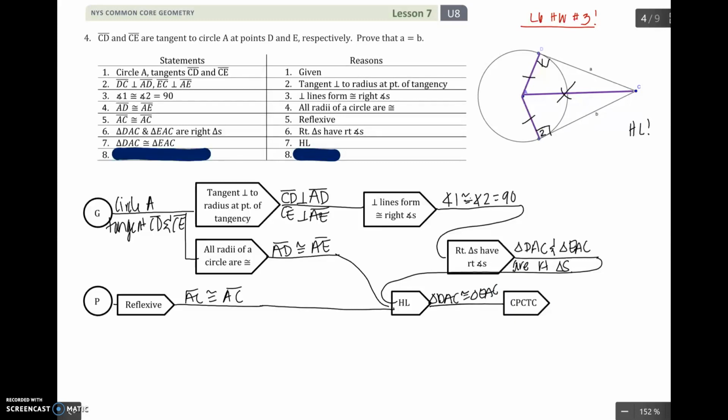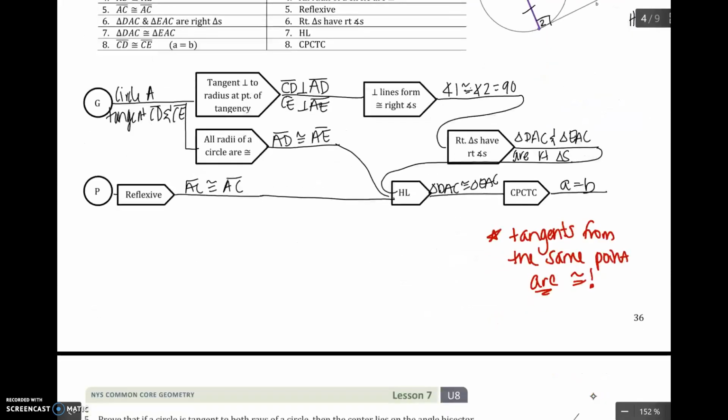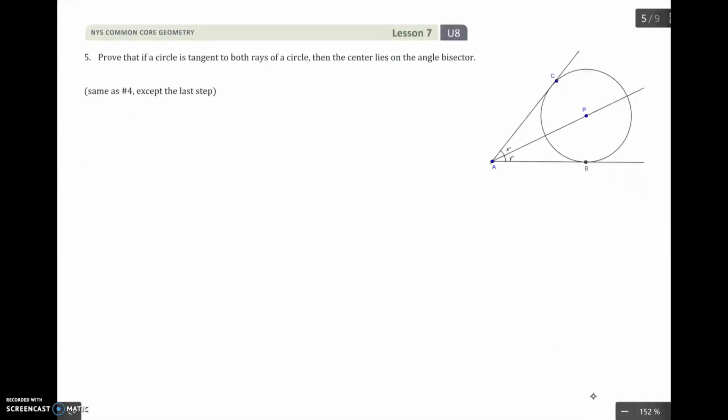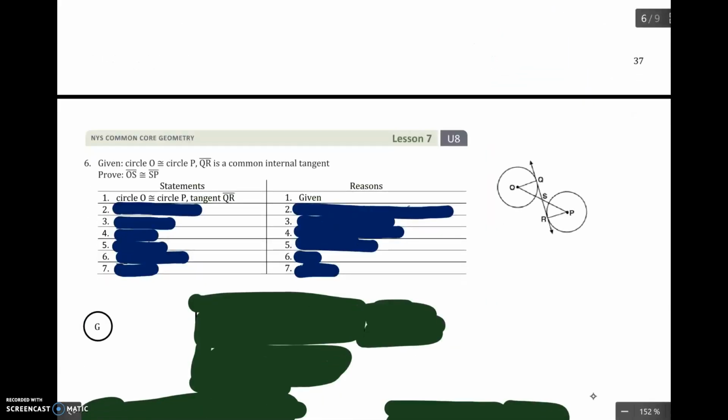And then by CPCTC, I can finally get the two segments I need, which would get me A is congruent to B. And what I've just proven is that if I have two tangents from the same point, they actually are congruent. And some of you were asking me in class, and that's true. All right, number 5 is the same proof, except for the last step, we would use X and Y instead of A and B for our CPCTC.